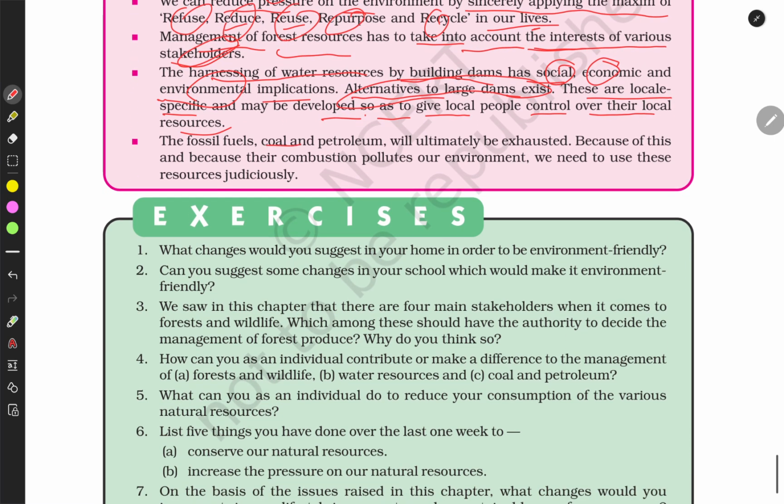Fossil fuels, which are coal and petroleum, will ultimately get exhausted, and because their combustion pollutes our environment, we need to use these resources judiciously with due application of mind. And here ends this chapter.